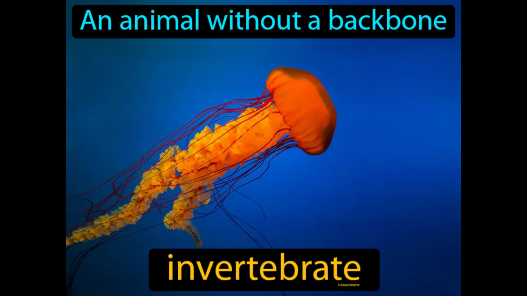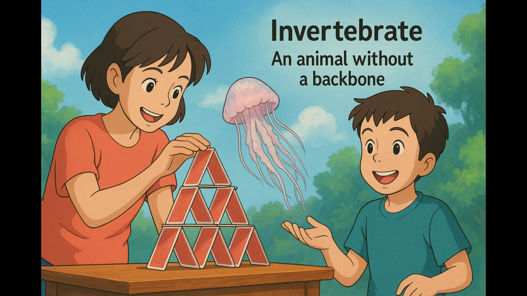An animal without a backbone. Invertebrate. Invertebrates are animals that do not have a spinal column or backbone. Imagine trying to build a house of cards on a slightly uneven table. Without a stable foundation, the cards can easily topple over, much like how invertebrates lack the rigid backbone that vertebrates rely on for structural support.